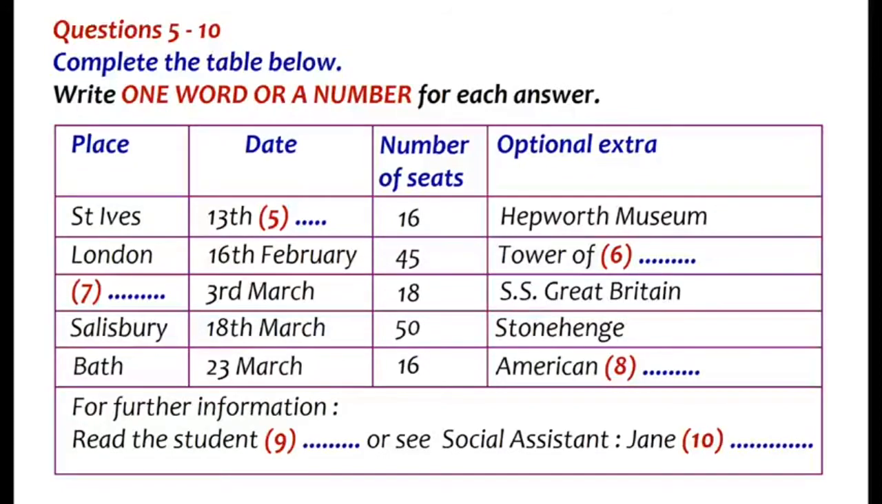Okay. We're going to Salisbury on the 18th of March, and that's always a popular one because the optional extra is Stonehenge. So we're taking the large coach with 50 seats. Oh, good. And then the last one is to Bath on the 23rd of March. Oh, yes. Is Bath the Roman city? Yes, that's right. And that's in the 16-seater minibus. And where's the optional visit? It's to the American Museum.